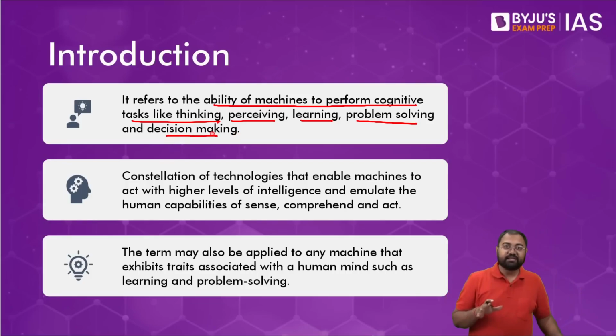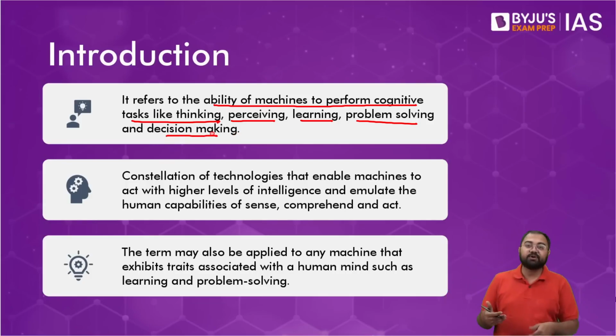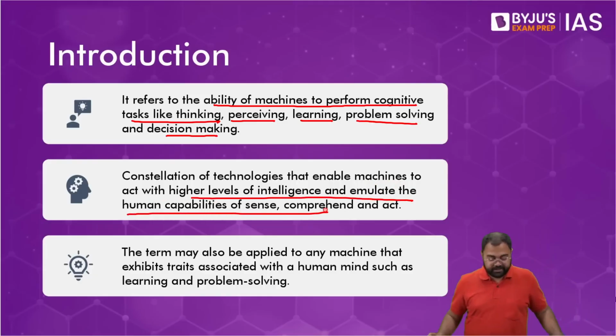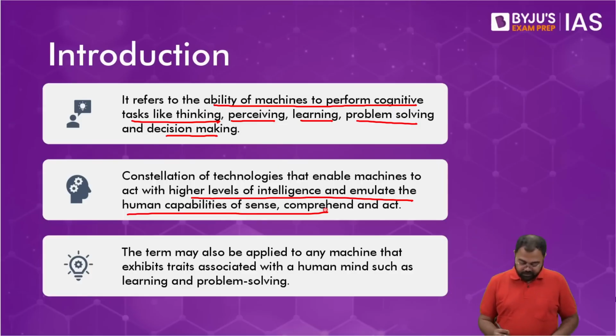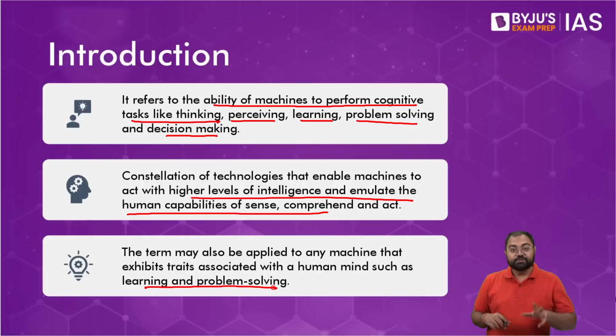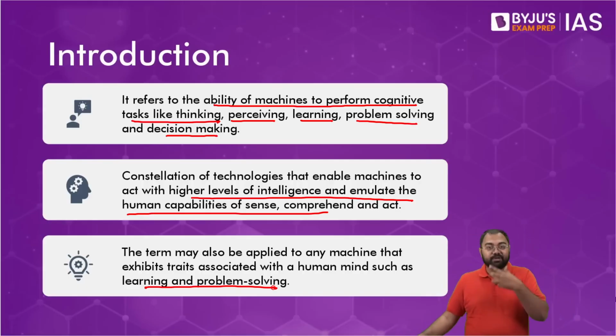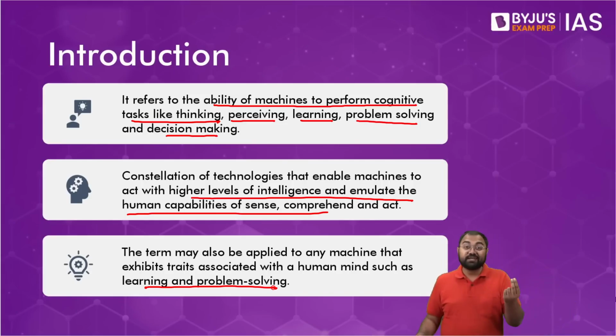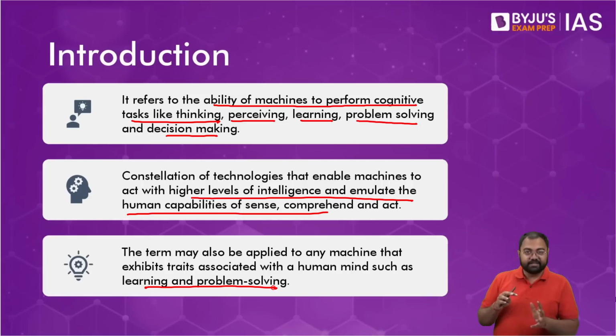So any machine that can do all these tasks should be called artificial intelligence, or a constellation of technologies that enable machines to act with higher levels of intelligence and emulate human capabilities of sense, comprehend, and act. Learning and problem solving abilities are also attributed to artificial intelligence. So when you can instill all these properties inside some kind of software, some kind of machine, then it will be called artificial intelligence.